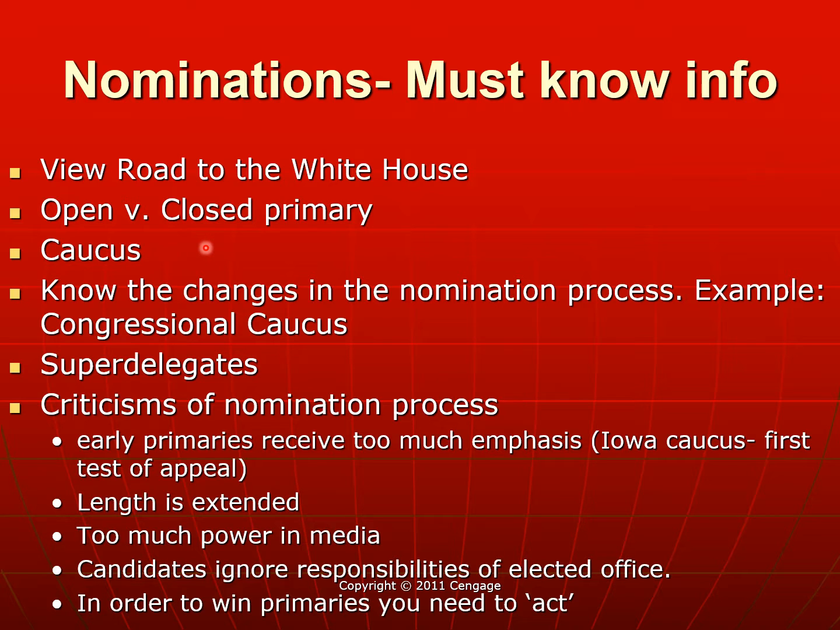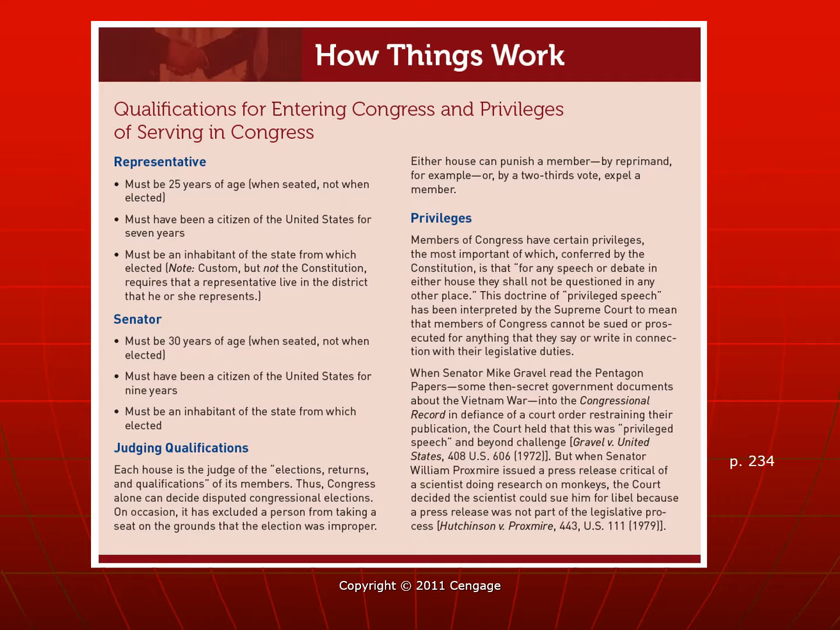We have caucuses. You have to know the changes in the nomination process, for example the Congressional Caucus, and to know what superdelegates are. The criticisms of the nomination process: early primaries receive too much emphasis. The Iowa caucus is the first test of appeal. The length is extended. Too much power in the media. Candidates ignore responsibilities of elected office. In order to win primaries, you need to act.